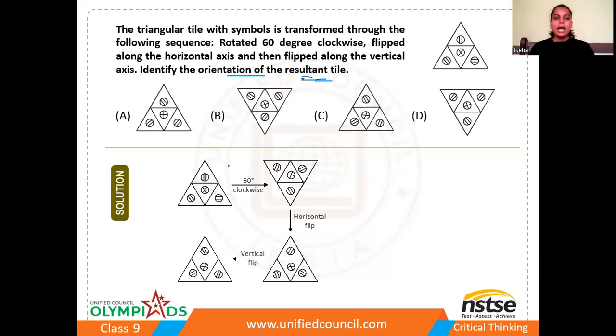So first of all, I have to rotate it 60 degrees. So I am just moving this 60 degrees, correct? Then I have to take a horizontal flip. Correct? And then I have to take a vertical flip. Okay. So the diagram will look like this. Correct?